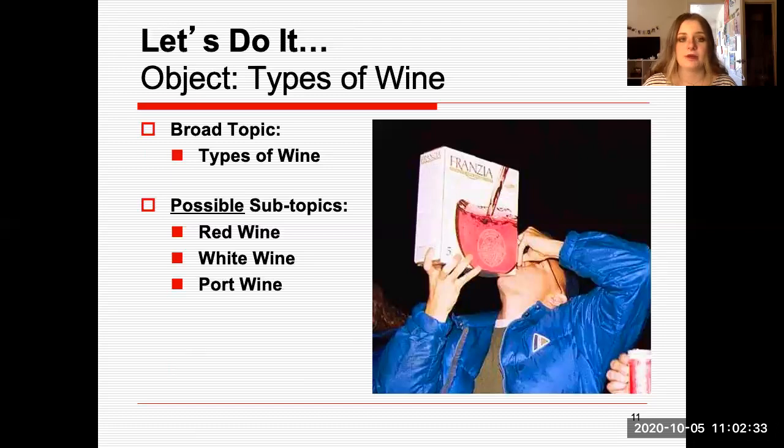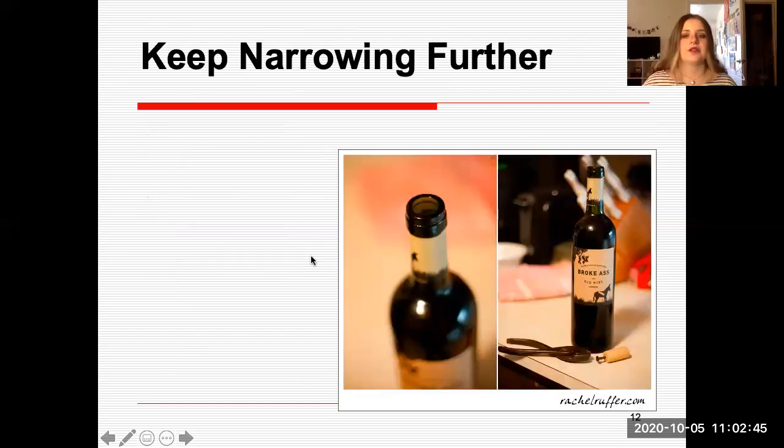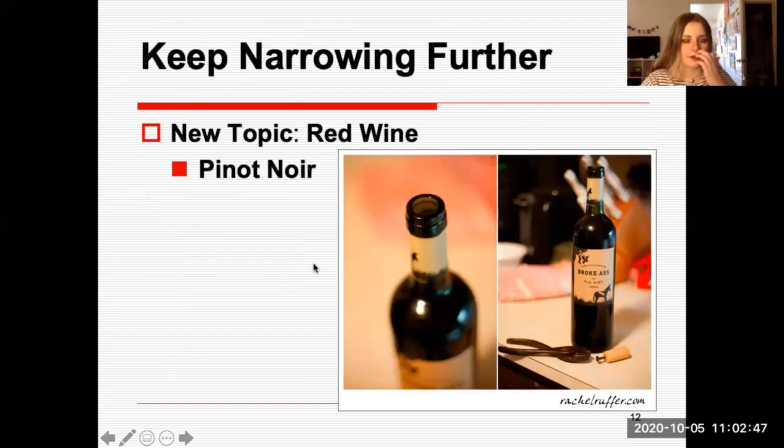So a broad topic is types of wine. And so within that, you could pick 3 possible subtopics. There's red wine, there's white wine, there's port wine. And then you can keep narrowing it further. So new topic, instead of doing types of wine, because that can get a bit broad, you can't talk about every single type of wine in 5 to 7 minutes. So instead, we'll focus on red wine.